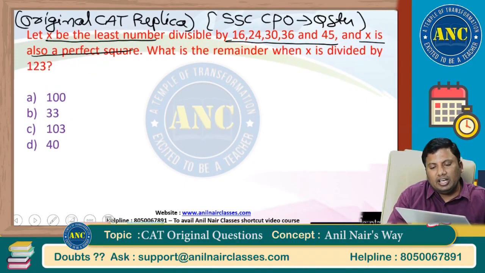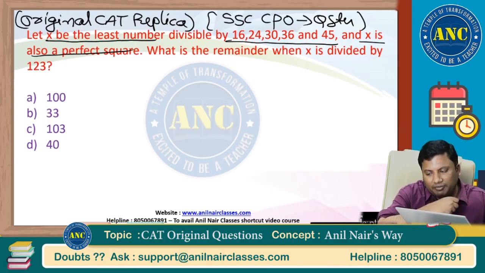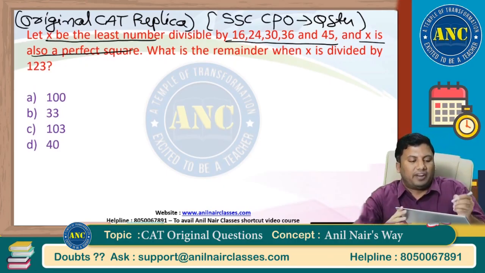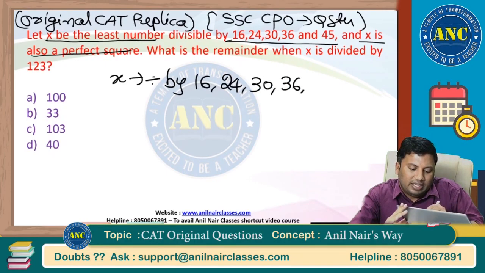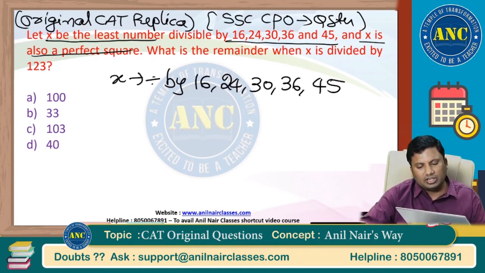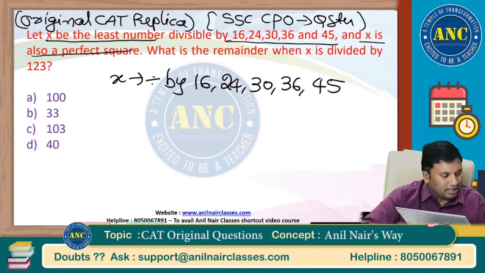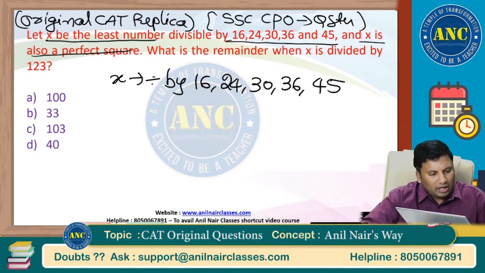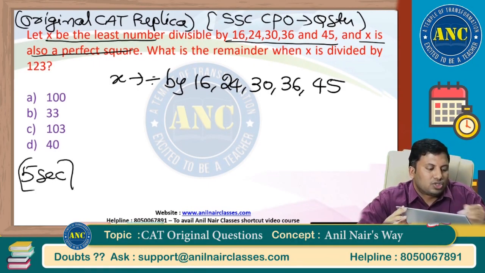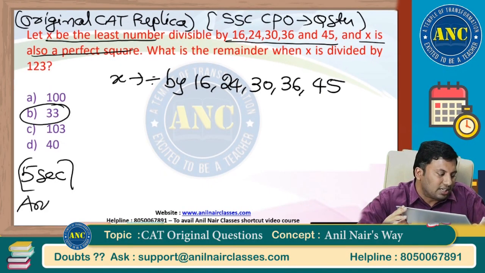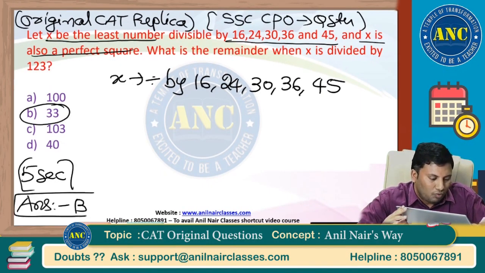Let x be the least number divisible by 16, 24, 30, 36 and 45, and x is also a perfect square. What is the remainder when x is divided by 123? This is a 5 seconds problem for me. Stupid answer options are given. The answer is B, 33. Why is it B?